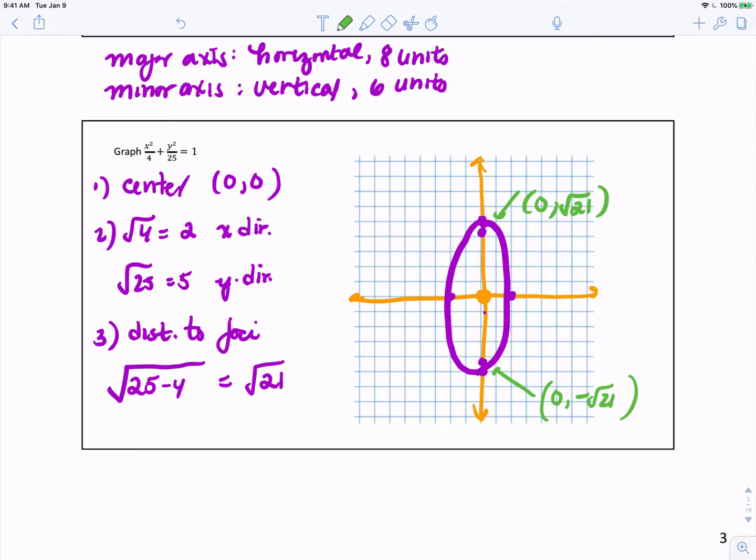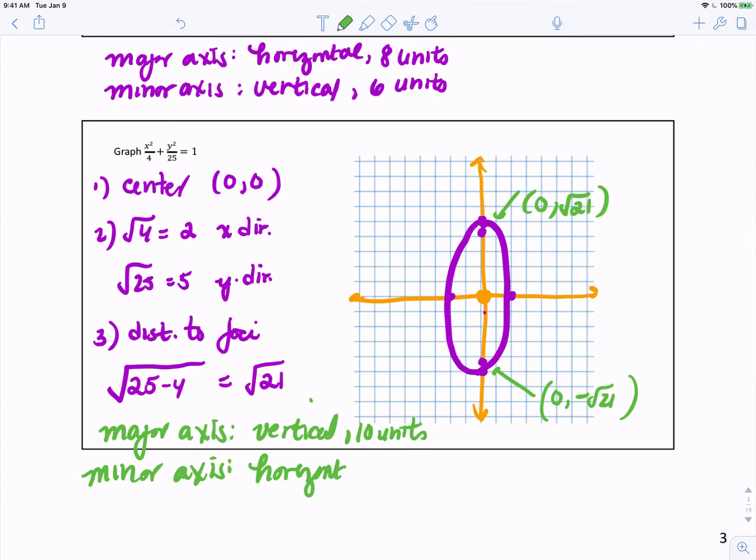If asked for information about the axes, the major axis, the longer one, is vertical, and it's 10 units long. And the minor axis is horizontal, and it's 4 units long.